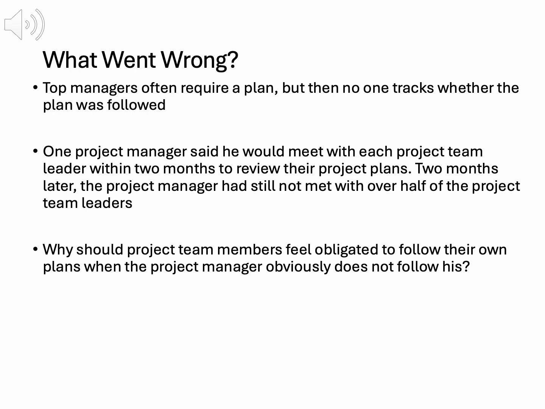For example, a project manager promised to meet with team leaders within 2 months to review their plans. 2 months later, over half the leaders hadn't been met. If the project manager doesn't follow their own plan, why should team members feel obligated to follow theirs? This scenario illustrates a critical point. Plans are only effective if used. A plan is a roadmap, guiding execution, monitoring, and control. Ignoring it leads to misalignment, missed deadlines, or scope creep.